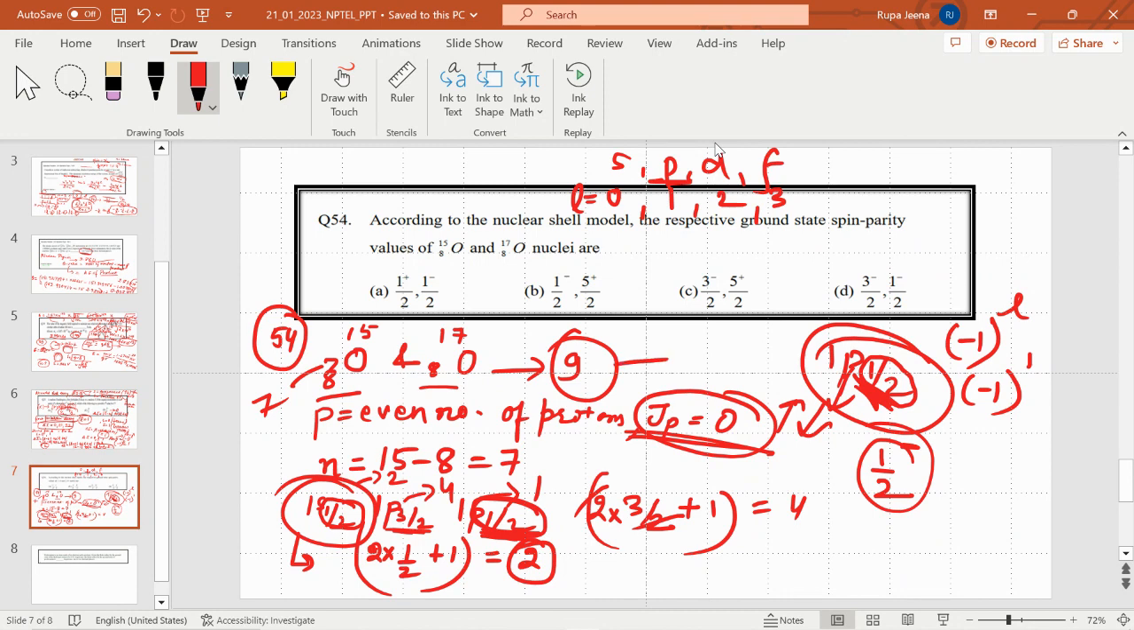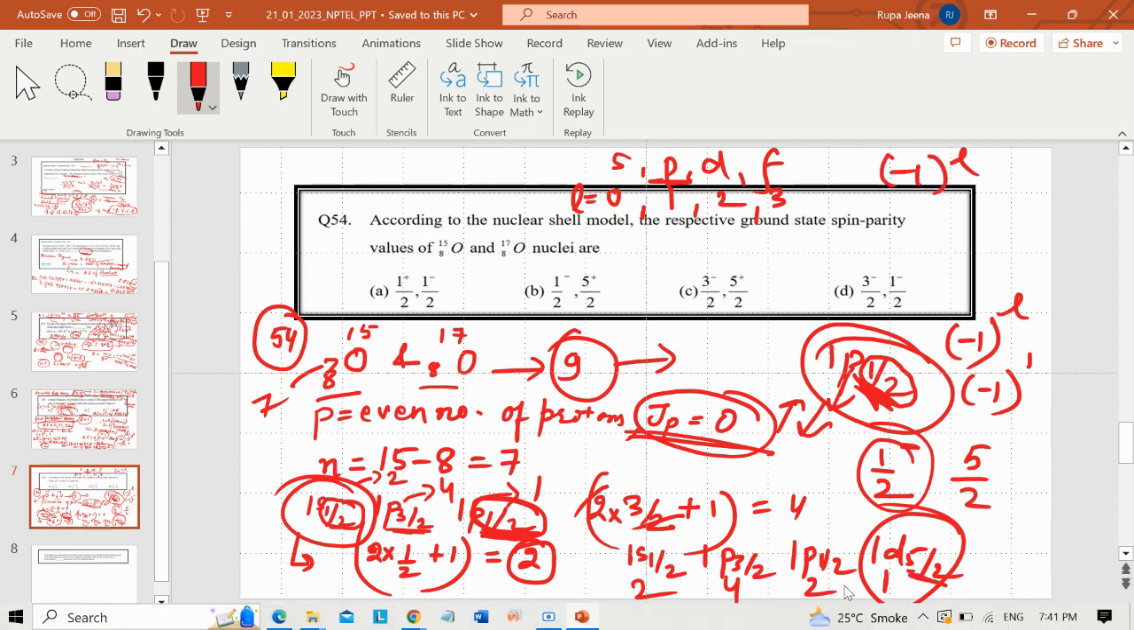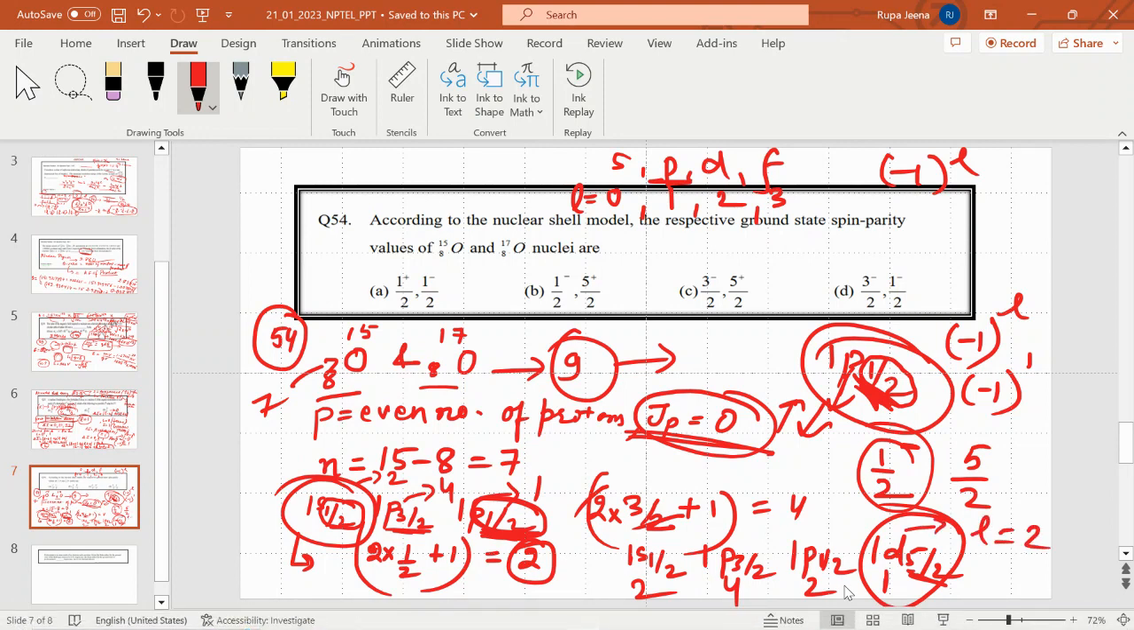Now for the next case, when the neutron number is 9. In the same way, 1s 1 by 2, 1p 3 by 2, 1p 1 by 2, 1d 5 by 2. Here it will accommodate 2 neutrons, this 4, this 2: 4, 6, 7, 8. The last one goes to this one. So the total angular momentum is 5 by 2, and parity will be minus 1 raised to the power L. And you know for D, L is equal to 2, so the parity is positive. So the answer is B. This is a very easy question, and these questions are frequently coming in GATE.